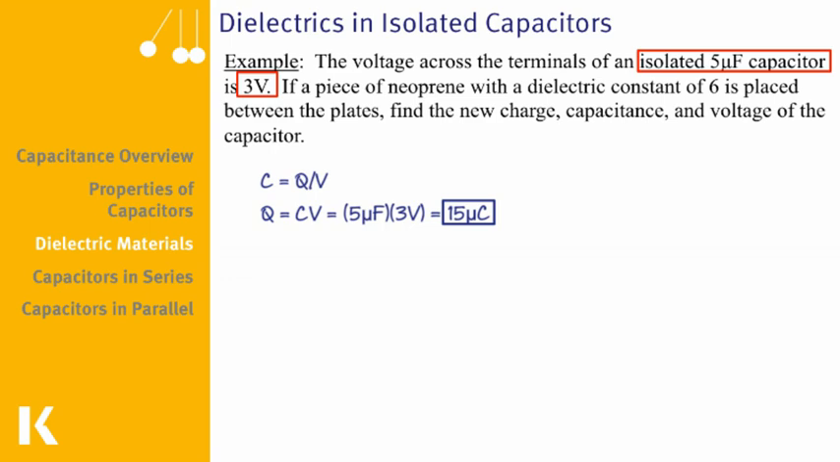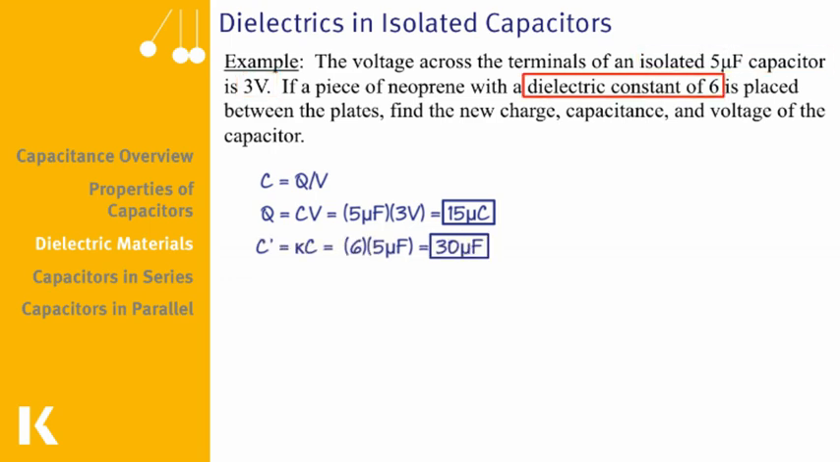Now for capacitance. We were given the initial capacitance and dielectric constant, so finding the new capacitance is not too complicated. It should be 30 microfarads in this case. Notice now how capacitance has increased while charge was held constant. You should therefore predict that there must be a corresponding decrease in voltage. Rearranging the capacitance equation and substituting in the values of new capacitance and voltage, we get about half a volt. And there we have our three answers.